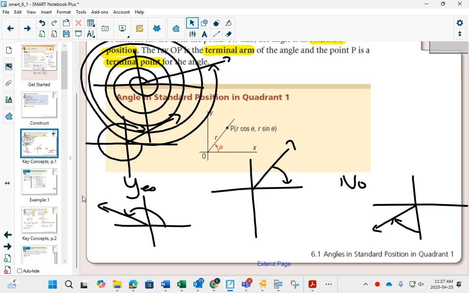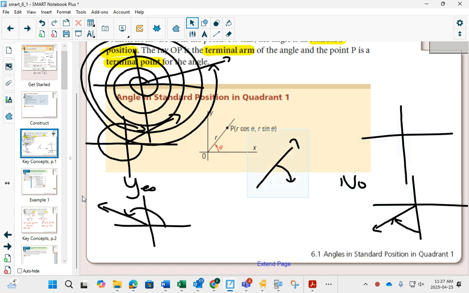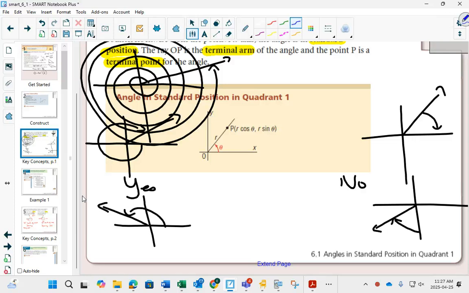Yes or no? That one is a no. So we've done 5. I don't know if it's enough, but what we want to do is see if you've seen a pattern. What happens in all the yes ones that makes it an angle in standard position? What do you see? It starts on the positive x-axis. That's the key thing.